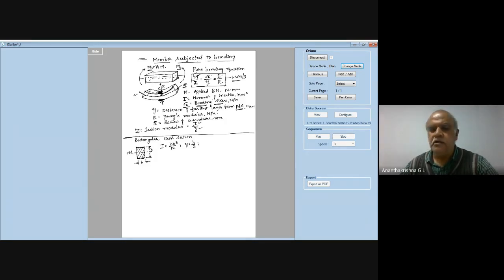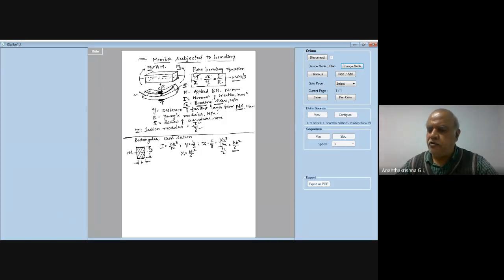Correct? So from this, what is section modulus? By definition, section modulus z is equal to I by y. So I by y is equal to bh cube by 12 divided by h by 2. That should give us bh square by 6. Correct? So z is equal to bh square by 6 for a rectangular cross section.